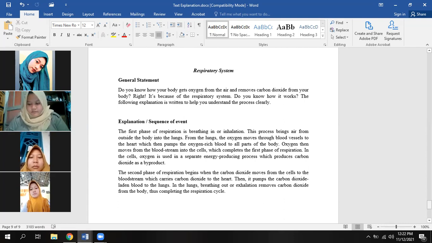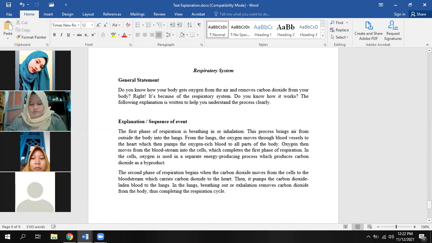The first phase of respiration is breathing in, or inhalation. This process brings air from outside the body into the lungs. From the lungs, the oxygen moves through blood vessels to the heart, which then pumps the oxygen-rich blood to all parts of the body. Oxygen then moves from the bloodstream into the cells, which completes the first phase of respiration. In the cells, oxygen is used in a separate energy-producing process, which produces carbon dioxide as a byproduct.